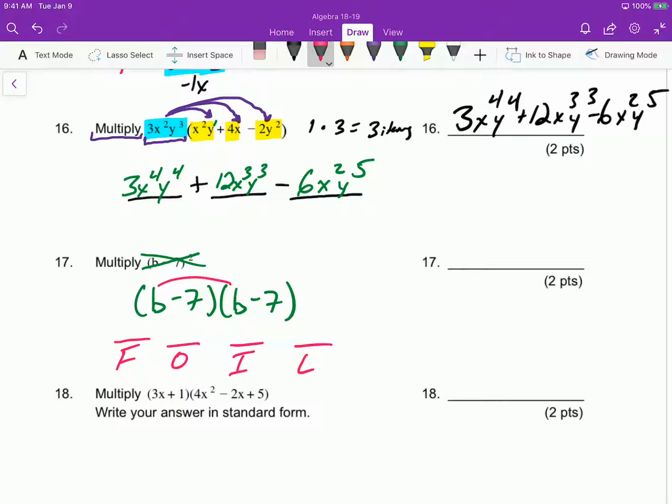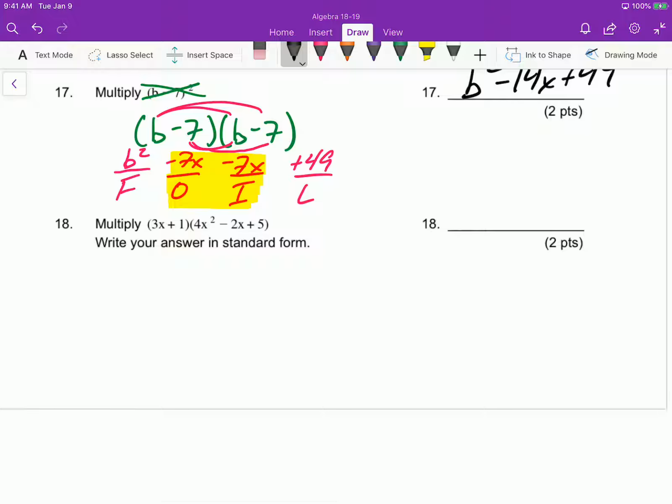Okay, so b times b squared, b times negative 7x, and then you get another negative 7x, and then last but not least, don't forget it's negative 7 times negative 7, so that would turn back into a plus 49. So then when you combine your like terms in the middle, negative 7 and another negative 7, double negative 7 would be negative 14. So your final answer is b squared minus 14x plus 49.